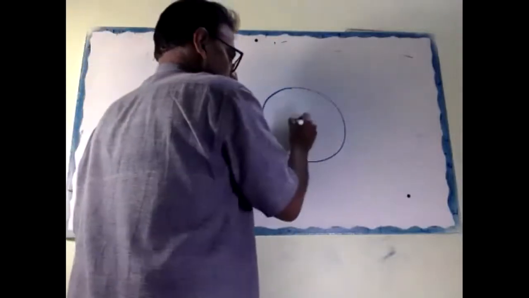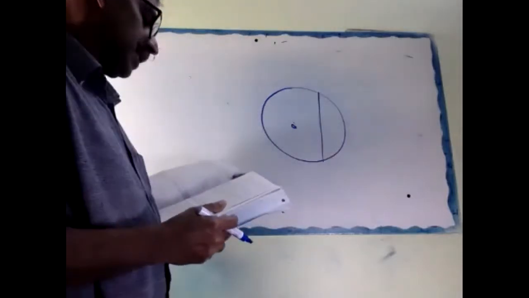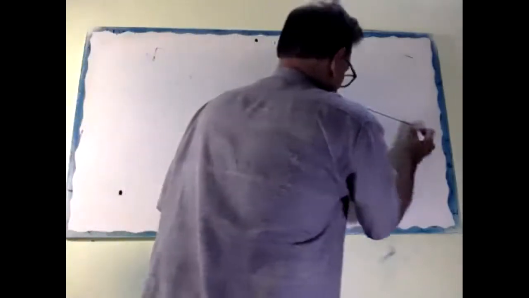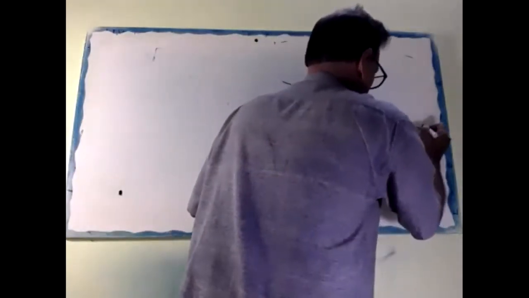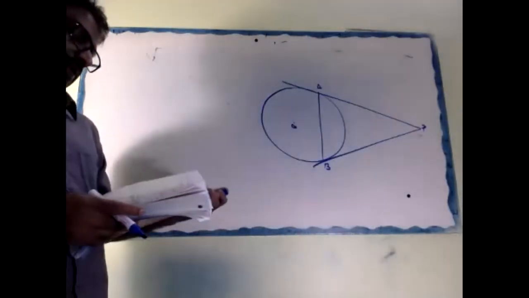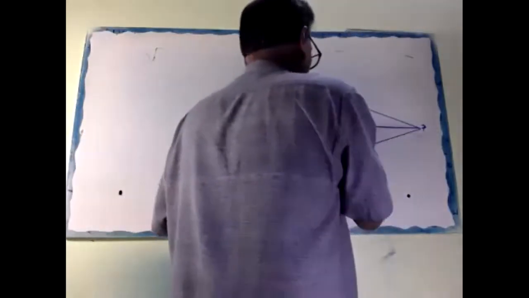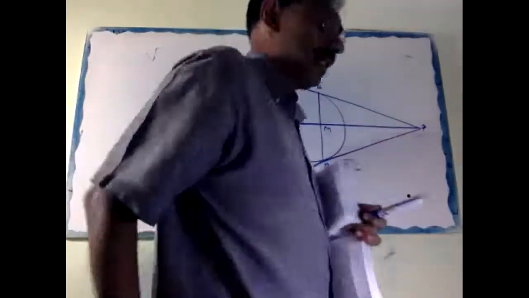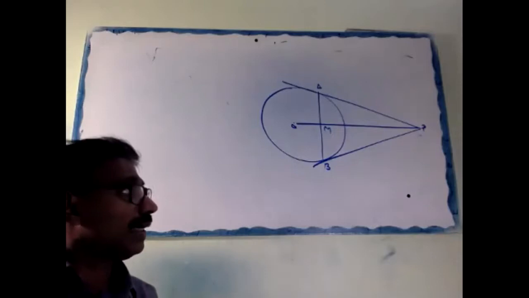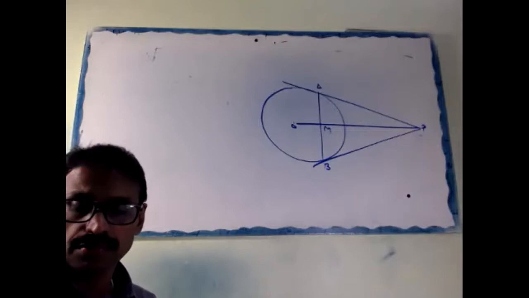Look here, center here. This is the chord. From an external point P, two tangents PA and PB are drawn with center O. Prove that OP is the perpendicular bisector of AB. That means we have shown that angle M is 90 degrees, and AM equals MB. Question clear now?